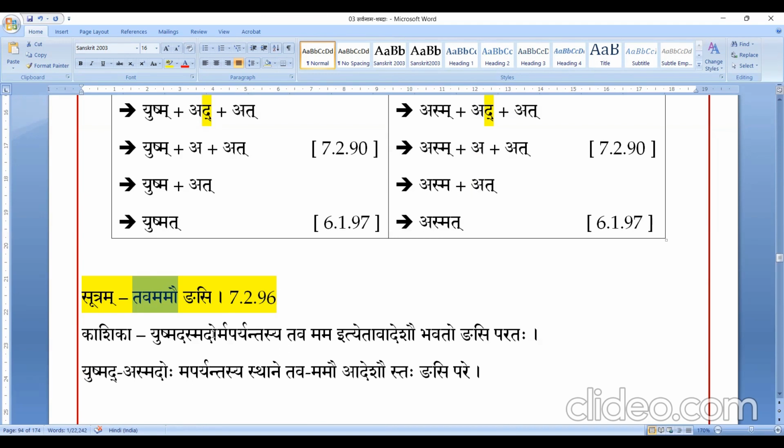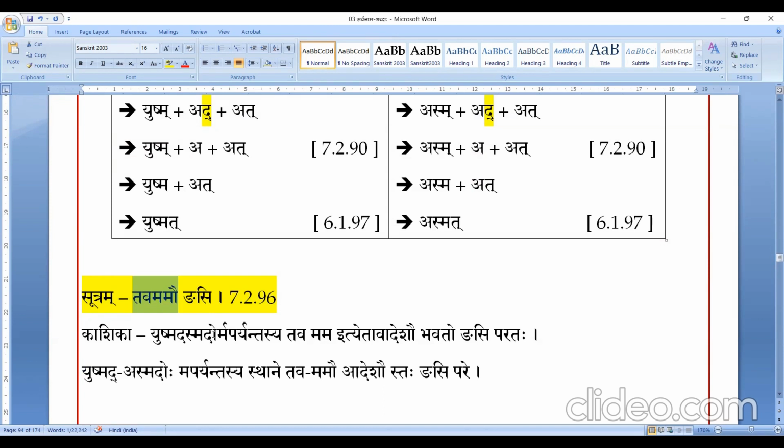Kutra? Yushmadasmadoho ma paryantasya sthane. Ma paryantasya is understood, right? So Yushmad, ma paryantasya Yushmad sthane tava adeshaha. Ma paryantasya asmad sthane mama adeshaha. Kada bhavati? Nasi, when followed by Nasi.